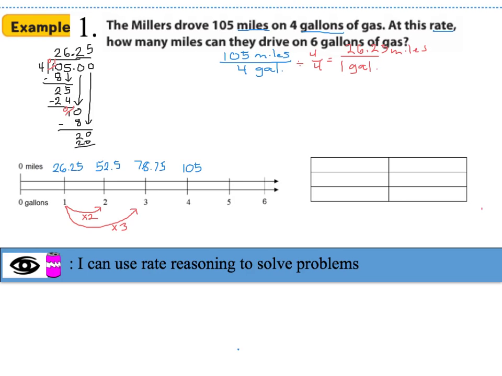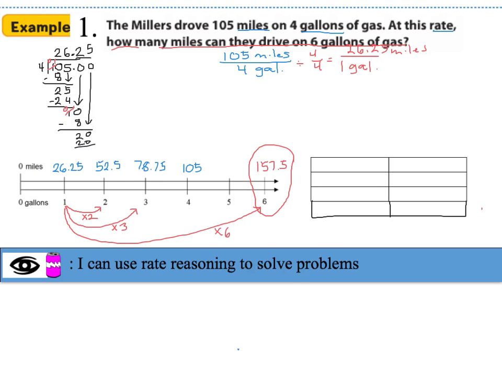So now let's answer the question of the problem. It says, at that rate, how many miles can their car drive on 6 gallons of gas? Well, if I take my unit rate and multiply it by 6, top and bottom, I'm going to get 157.5 miles per 6 gallons of gas. And that would be the answer to this question.